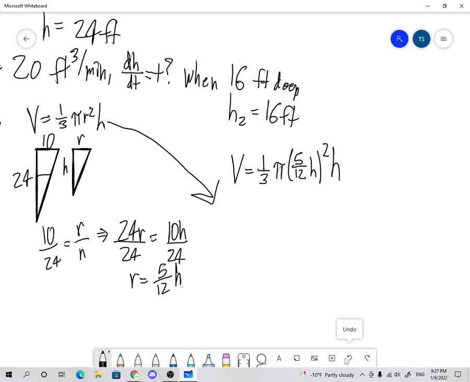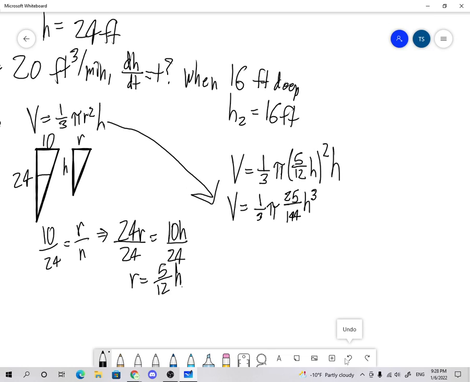That's important. Okay, so first I want to simplify this because I don't want to have to deal with that. That's still going to be product rule. And that's not going to be very fun. So I'm going to simplify this to 1 over 3 pi. And then if I were to carry the square in, that would be 25 over 144 h squared times h. But because we have the h on the outside and because we can just simplify it, this would actually just be h to the 3.